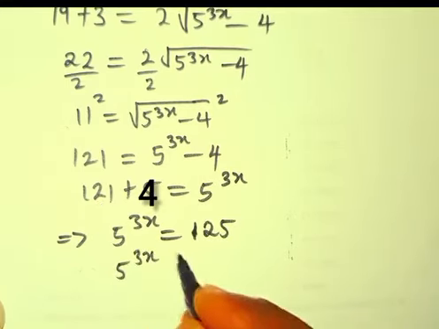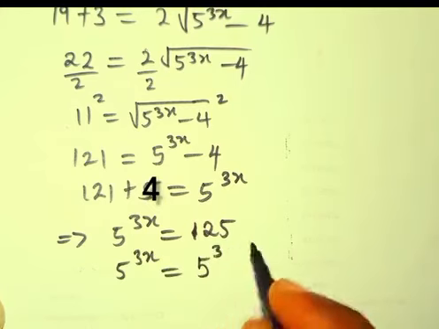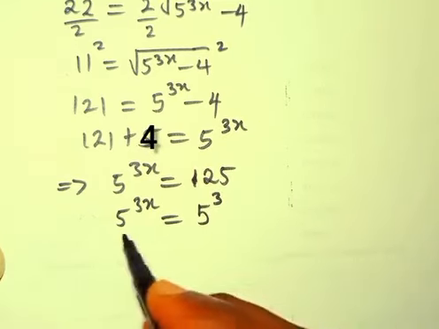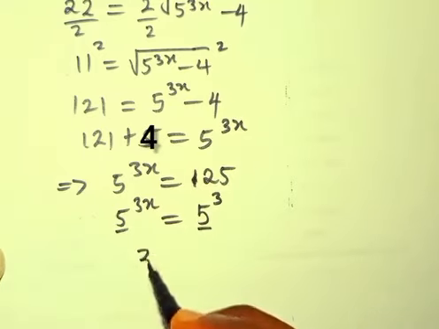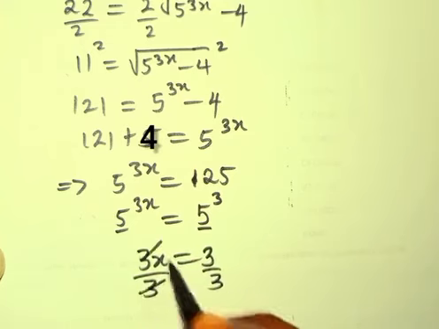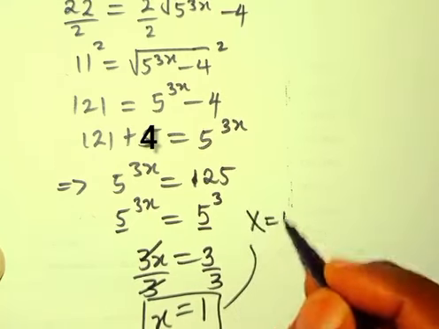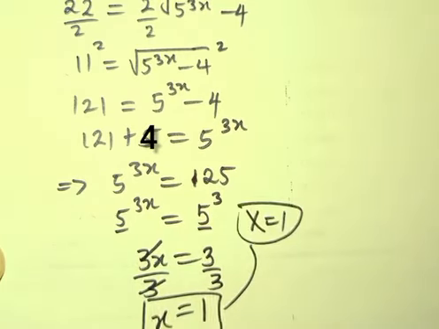I have 5 to the power 3x equals 5 to the power 3, because if 5 multiplies itself 3 times, we're going to have 125. So since the bases are the same, we're going to have 3x equals 3. We divide both sides by 3, right? So we have x equals 1. So x equals 1 is the solution to this problem.